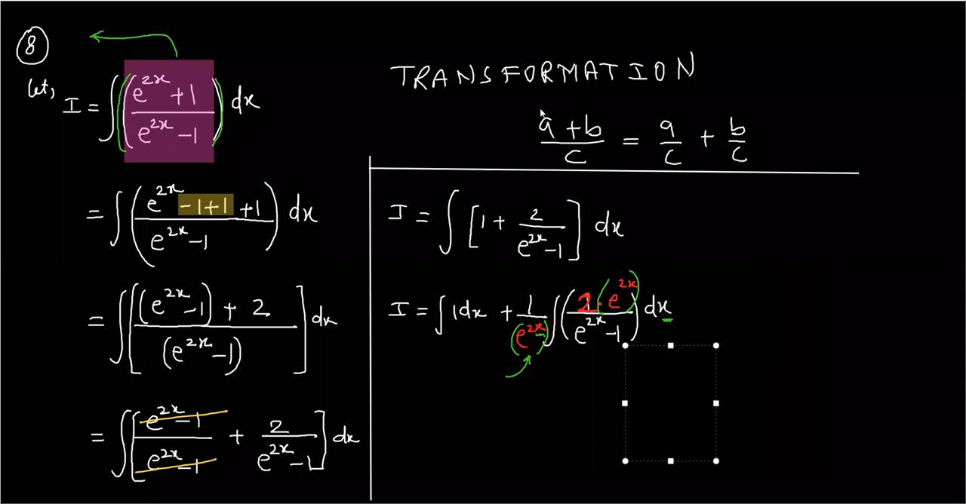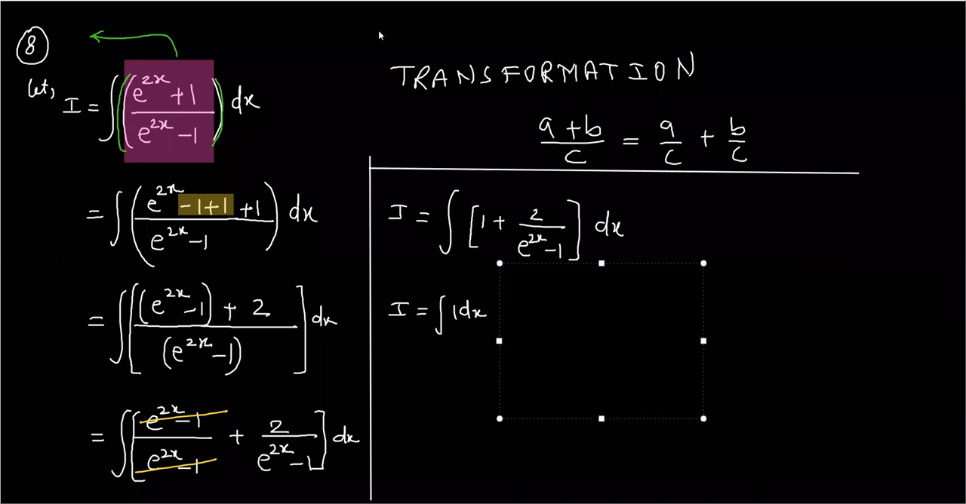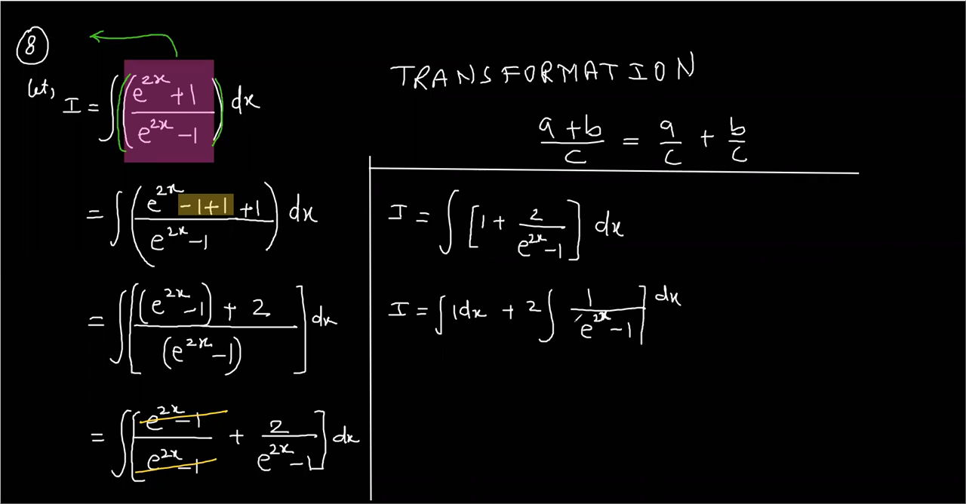I'll have to write this part once again because I have messed it up. So here, it is 1, and then the integration of this. 2 is a constant, so I will write 2 out, and 1 upon e raised to 2x minus 1 dx. How do I integrate this?